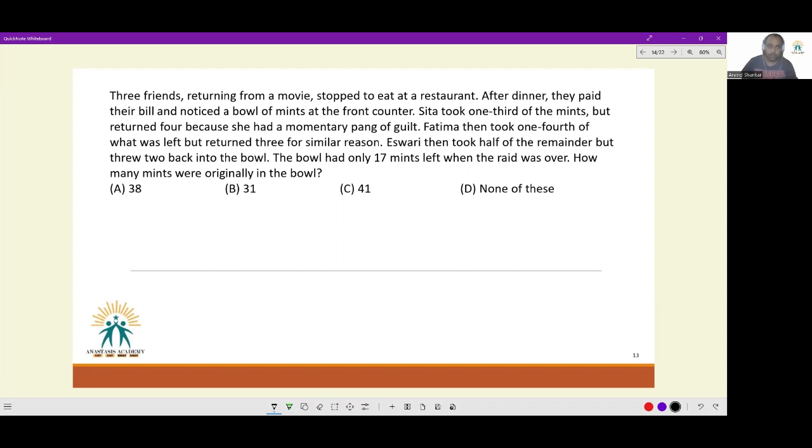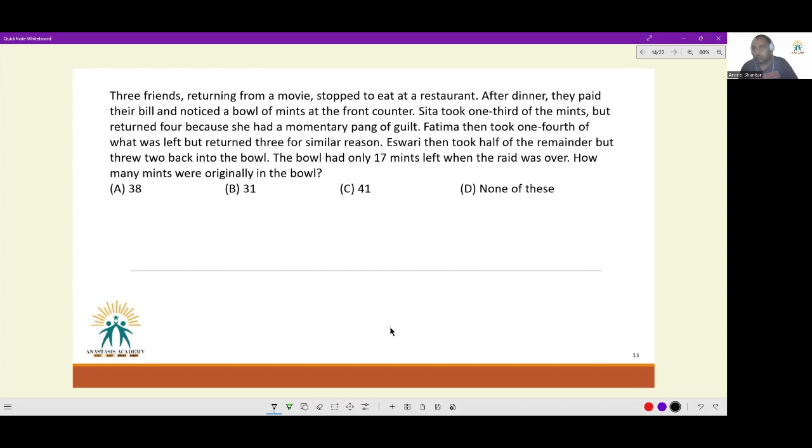Next question. 3 friends returning from a movie stopped to eat at a restaurant. After dinner, they paid their bill and noticed a bowl of mints at the front counter. Sita took 1/3 of the mints and returned 4 because she had a momentary pang of guilt. Fatima then took 1/4 of what was left, but returned 3 for a similar reason. Ishwari then took half of the remainder, but then threw back 2 into the bowl. The bowl had only 17 mints left when the raid was over.